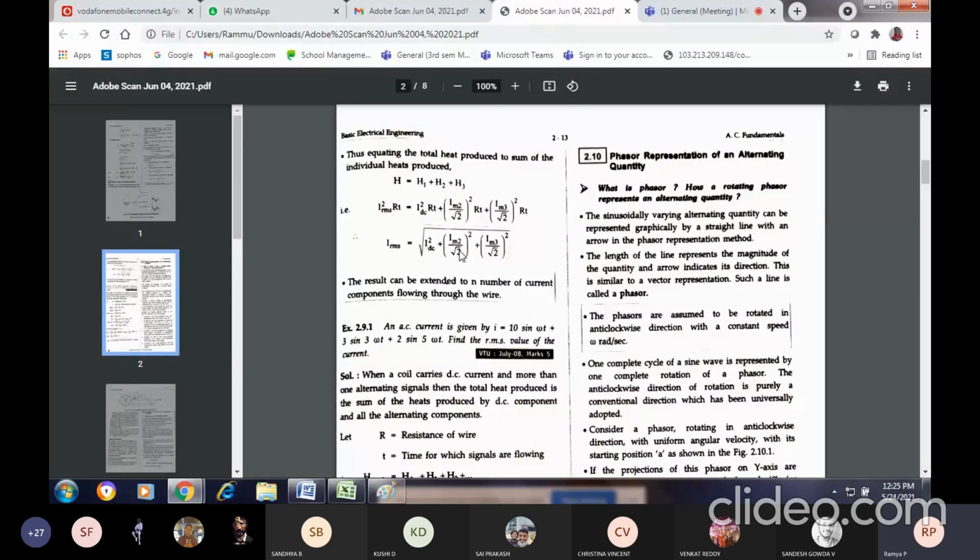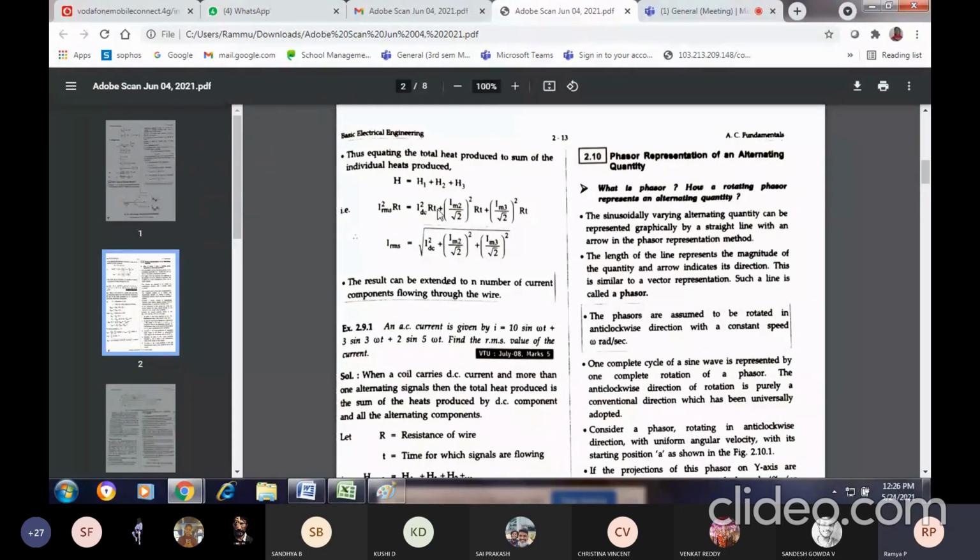This particular thing may not be used often, but if n number of current equations are given, or if the total instantaneous current is a summation of 3 or more currents together, then you can easily add up all the RMS values. Just find the individual RMS values and add them simultaneously. Finally you will get the total RMS value of that particular component.